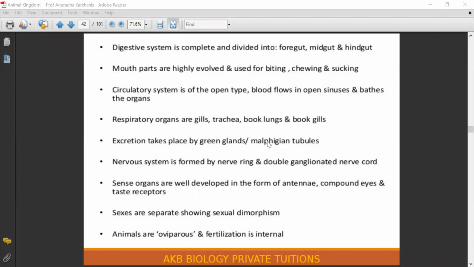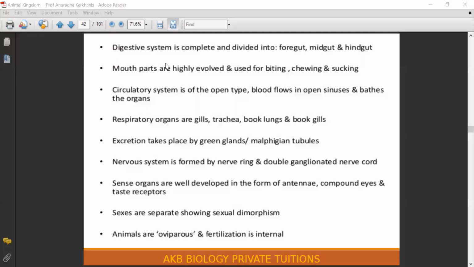Sense organs are well developed in the form of antennae, compound eyes, and taste receptors. See, they have got different types of sense organs. As you can see, antennae. You have seen antennae in the case of cockroach as well. Do you remember? Have you ever seen a cockroach? It has two antennae.